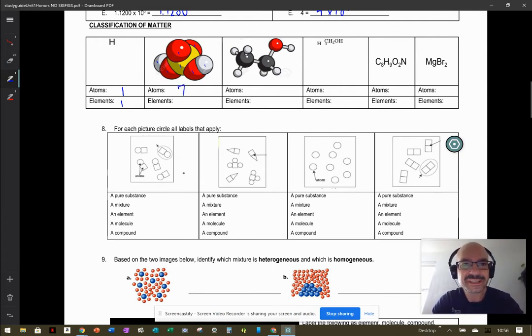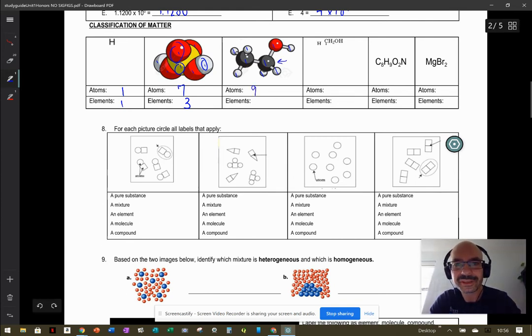And how many elements? I see a red one, which, by the way, is hydrogen, a yellow one, which is sulfur, and a white one, which is hydrogen. So I see 3 different elements. You don't need to know the colors. I'm just telling you. For this one, the number of atoms would be 1, 2, 3, 4, 5, 6, 7, 8, 9. I'm only seeing 9. Technically, there may be a hydrogen hiding there, but from what we can see, there are 9. And as far as elements, there's carbon, hydrogen, oxygen, so 3 as well.